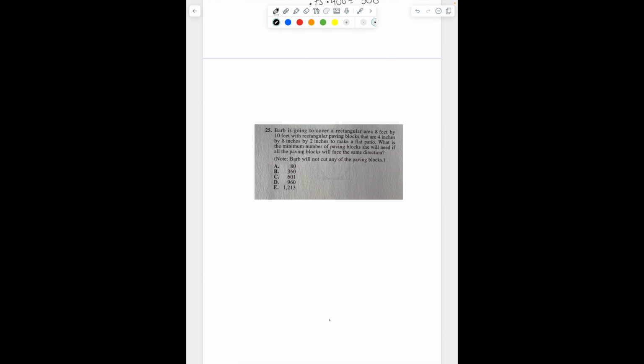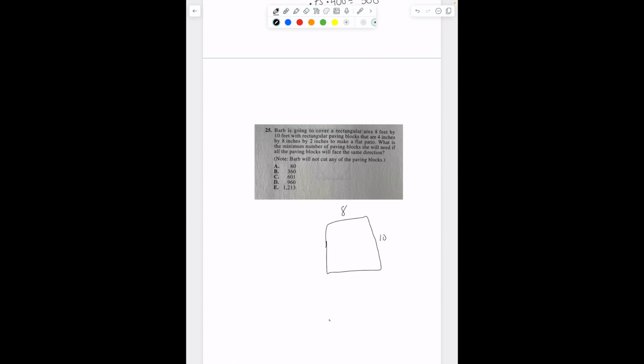G is your answer. Barb is going to cover a rectangular area 8 feet by 10 feet. So let's draw a picture, 10, 8. With paving blocks that are 4 inches by 8 inches by 2 inches to make a flat patio. Okay, what is the minimum number of paving blocks she will need if all paving blocks will face the same direction? She will not cut any of them.